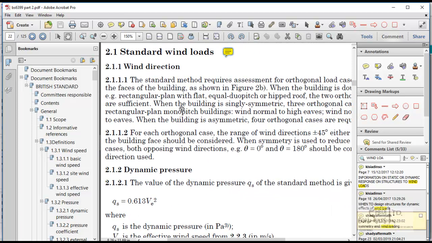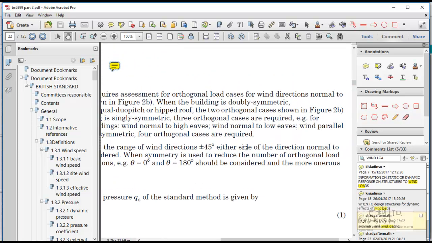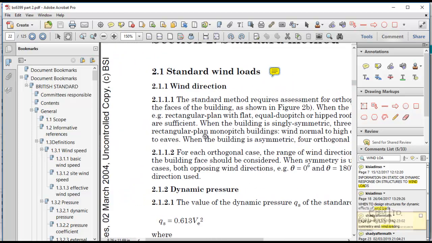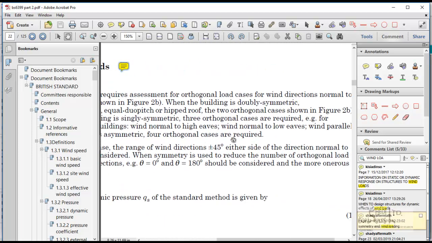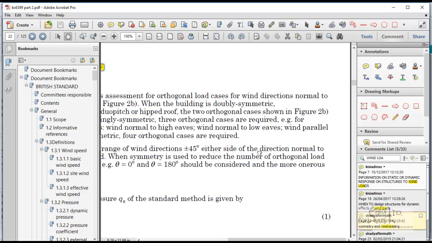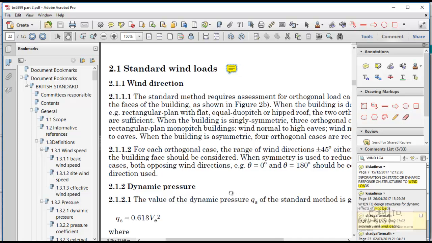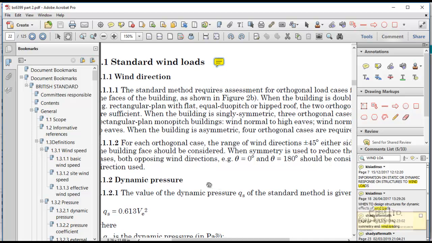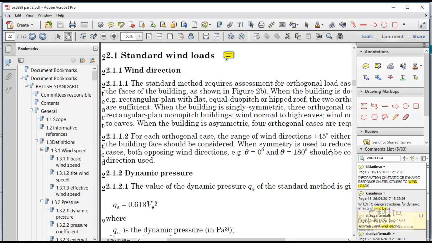Look, it says when the building is singly symmetric, 3 orthogonal load cases are required. Example, for rectangular plan monopitch building, wind normal to the high eaves, wind normal to the low eaves, and then wind parallel to the eaves. So wind normal to the high eave, wind normal to the low eave, okay, and then wind load parallel to the eave. Then it says when the building is asymmetric, you have 4.